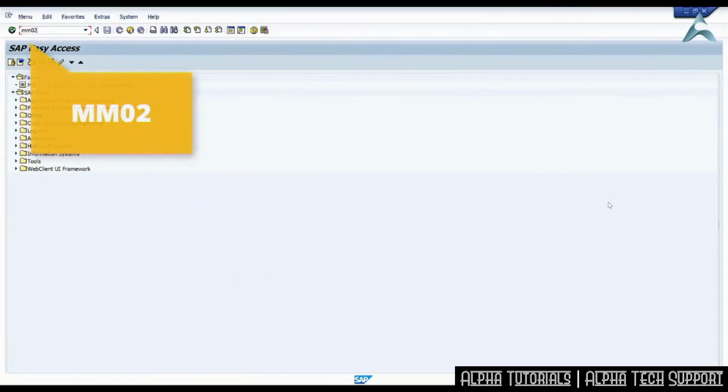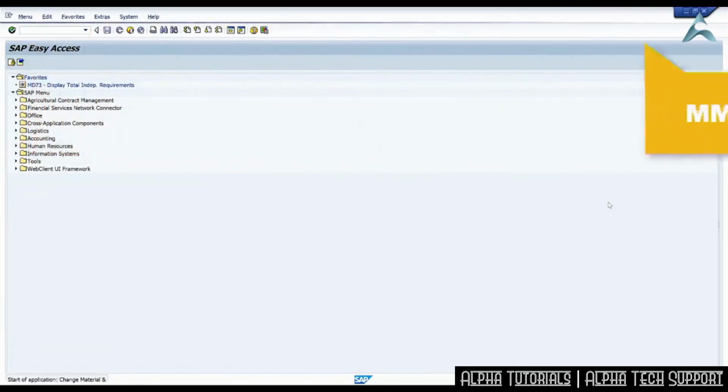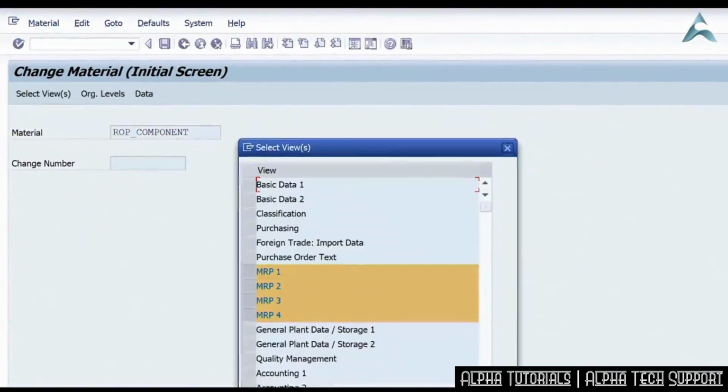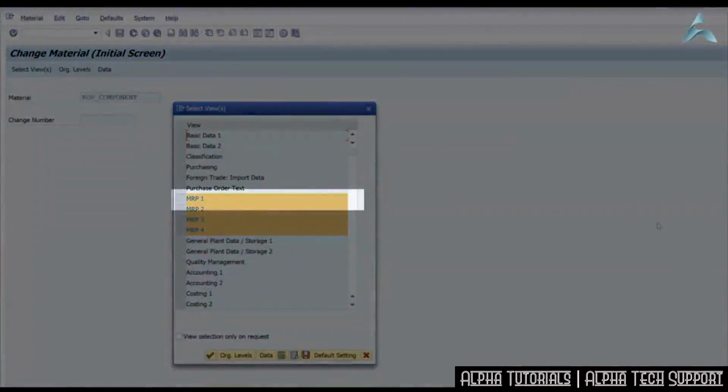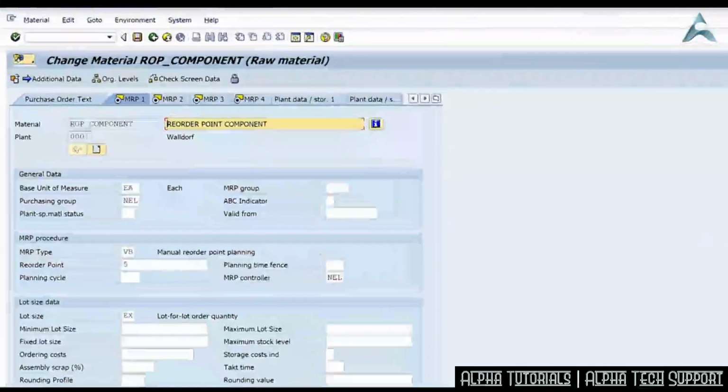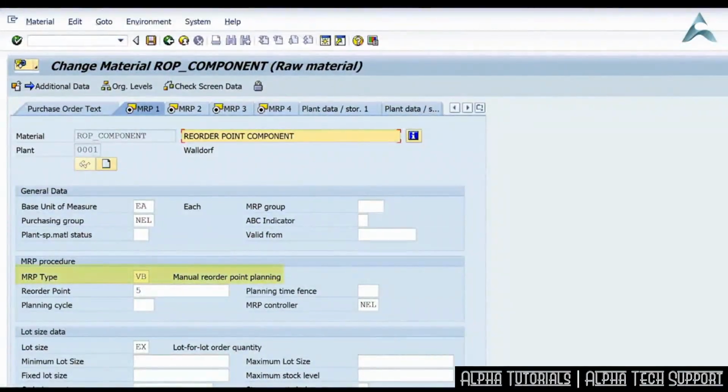We're going to go back into our material master using MM02 for the material that is relevant for reorder point planning. The data that we're going to look at is going to be on MRP1. And of course, you must specify the plant in which it's relevant for reorder point planning. So as you can see, just like our last example, the MRP type is still set to the manual reorder point planning, which is the VB option. Our reorder point is still set to a quantity of 5. And all that is going to do is trigger a replenishment once available inventory drops below that quantity.